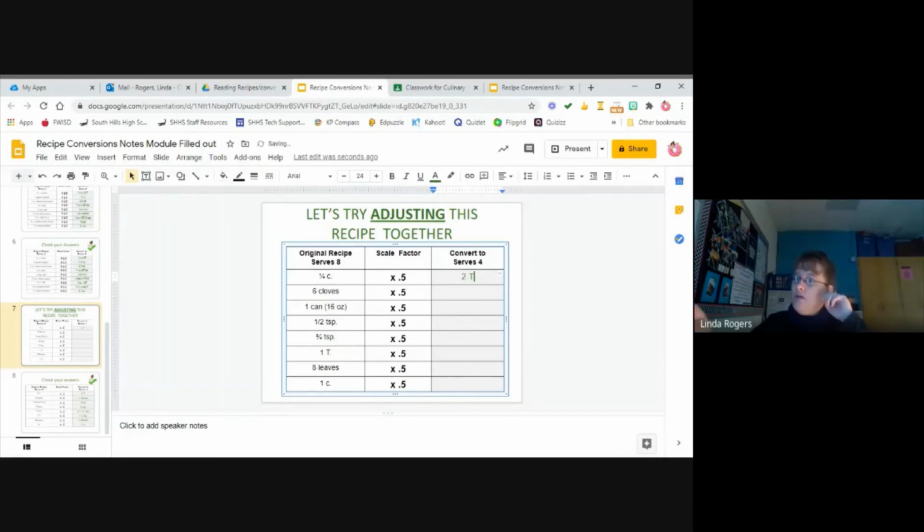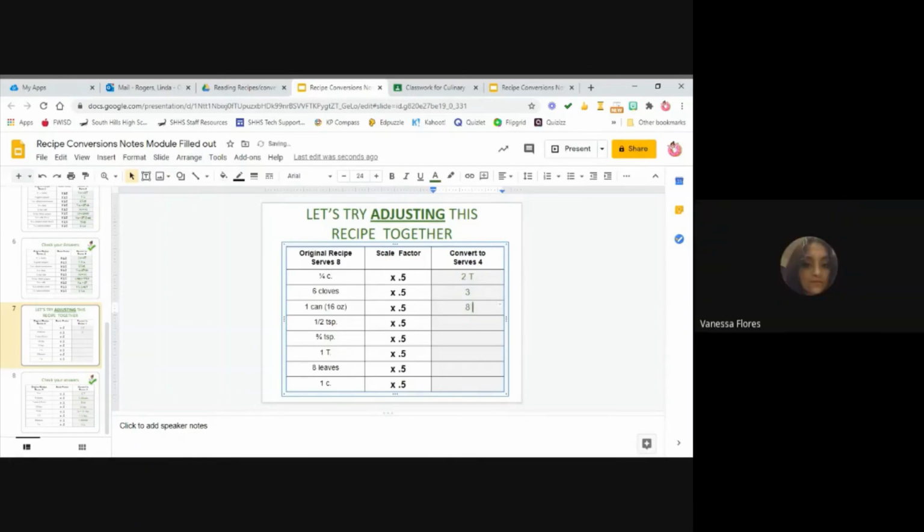I need everybody to unmute and answer kind of together. Lewis and the 2 here in person are the only ones that are giving me answers. So I need everybody to chime in, please. All right, so 2 tablespoons is half. All right, 6 cloves. What's half of 6? 3. Vanessa, what's half of 1 can? 1 16-ounce can. 8 ounces. Thank you.